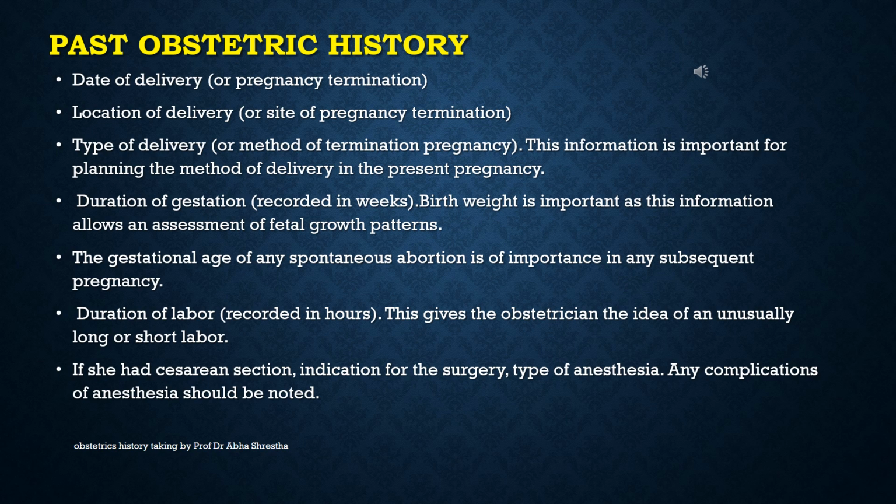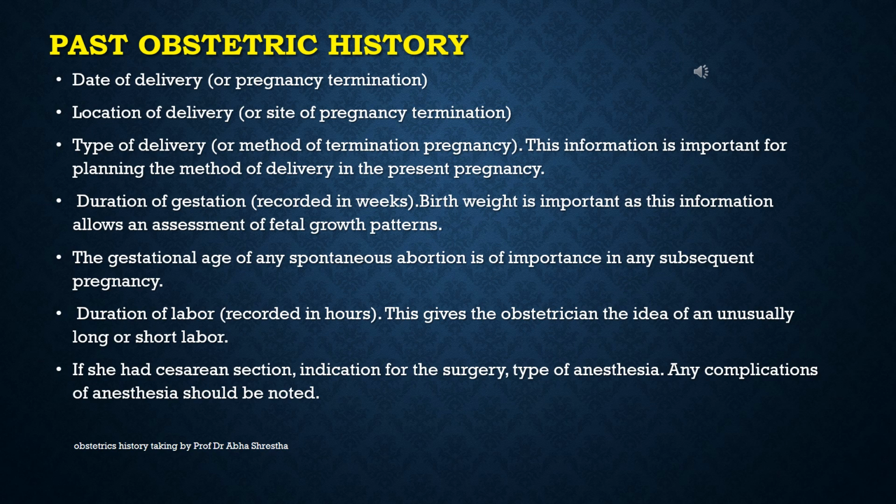This information is very important for planning the method of delivery in the present pregnancy. Like if she had a vaginal delivery, but if it had been difficult, and if she had a 3rd-degree perineal tear, or if she had a 4th-degree perineal tear, then it's better not to venture into vaginal delivery this time. Better to go for cesarean section.